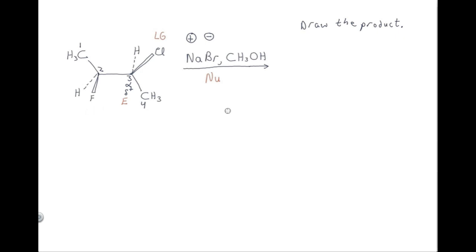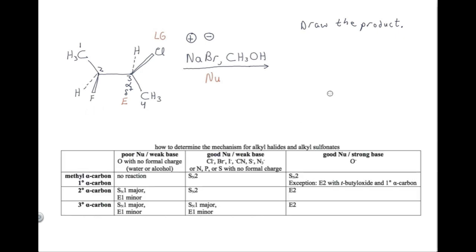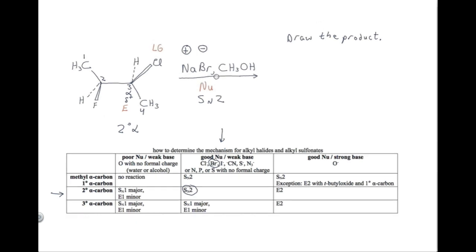Now we have to choose our mechanism. Carbon 3 is a secondary alpha carbon because carbon 3 is attached to two other carbon chains. Carbon chain here and a carbon chain here. So we're in the middle row of our table. Br- is our nucleophile in the middle column, so we predict an SN2 reaction. Now we'll draw our mechanism, and now we'll draw the product.